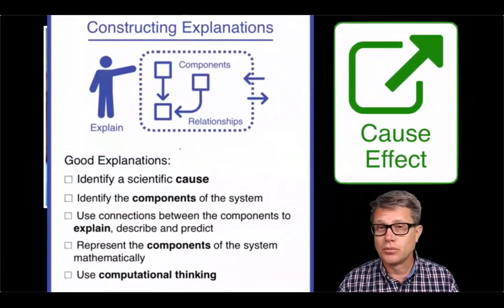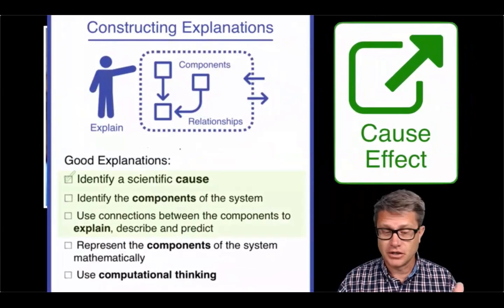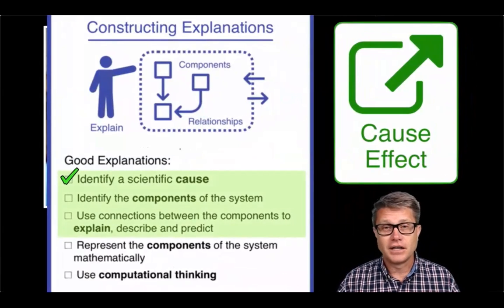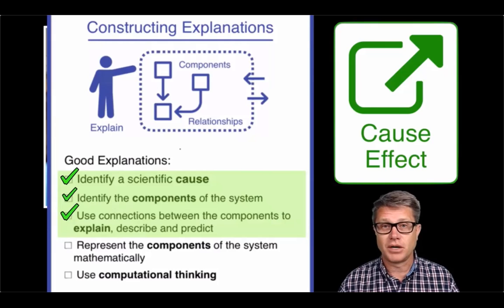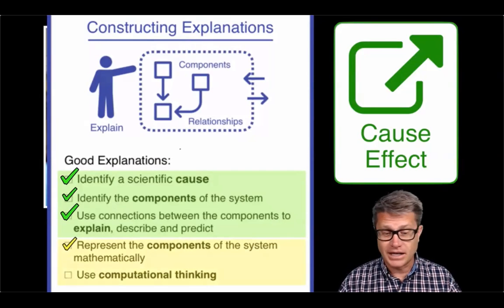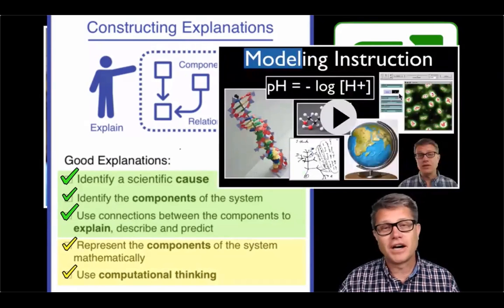If we look at a rubric for what makes a good explanation, it should always have a cause. And then if we're looking at the model that you're trying to explain, you should identify the relevant components of the model, and then how do those connections explain, describe, and predict. These would be the elements of a good explanatory model. Now, if it's an advanced model, you may add numbers to that, mathematically representing some of the elements of that model, or use computational modeling. I've gone into all of this in a video I made on modeling instruction. I'll put a link in the description down below.